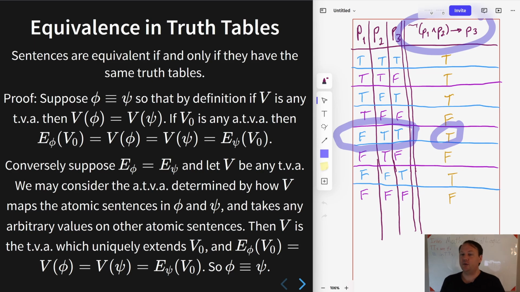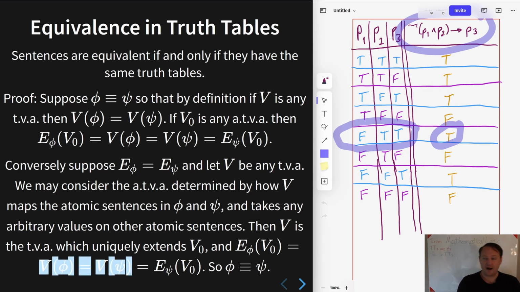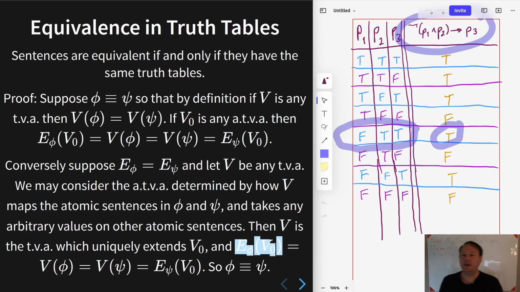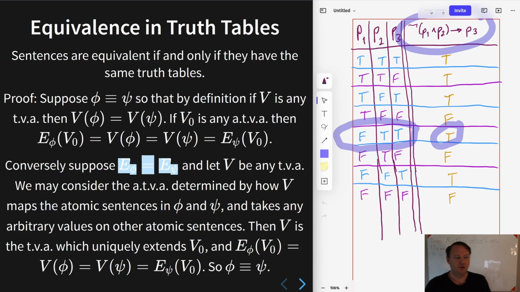To prove that they're equivalent to each other, we need to consider any arbitrary truth value assignment, V, and we need to argue that the value that it gives phi is the same as the value it gives psi. We do need to talk about some inputs to truth tables. If we're going to talk about the equality of these two functions, we're going to want inputs to the function, and so we need an atomic truth value assignment.